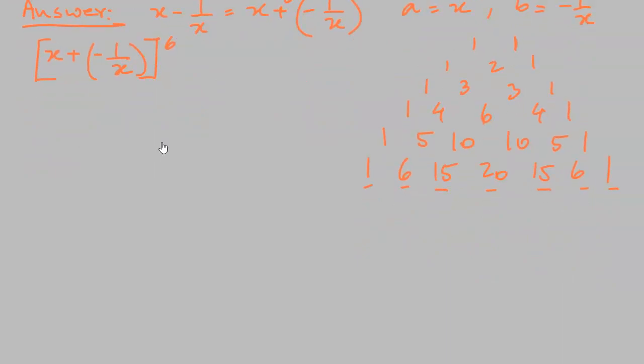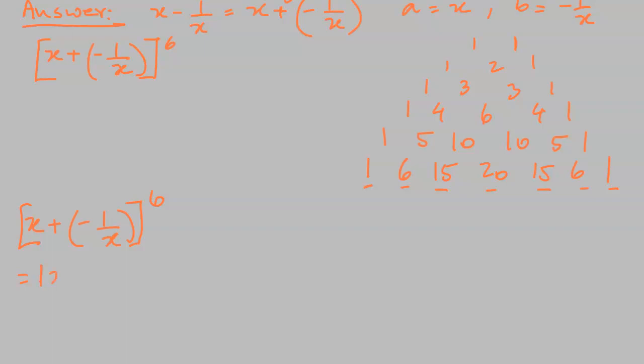I have to get some space, so I come over here. So I write this question once more: (x minus 1 over x) to the power of 6. This is equal to, we start with the first term's coefficient, that is equal to 1.